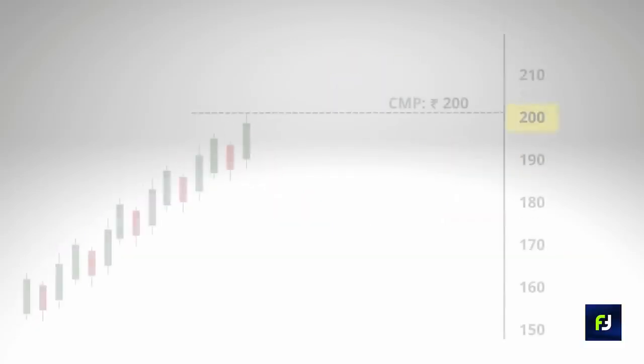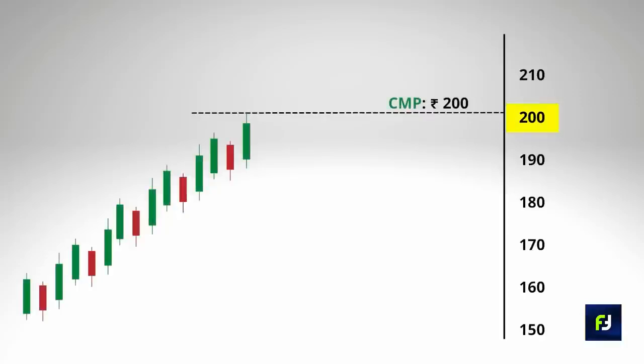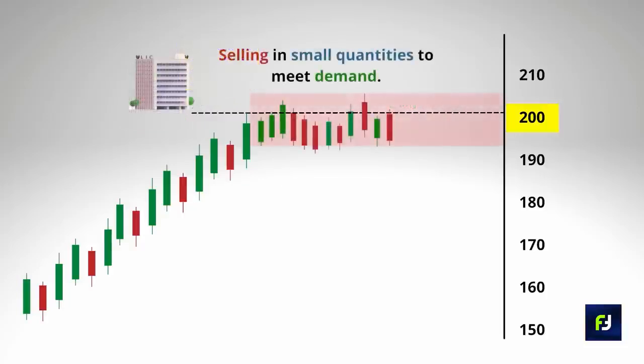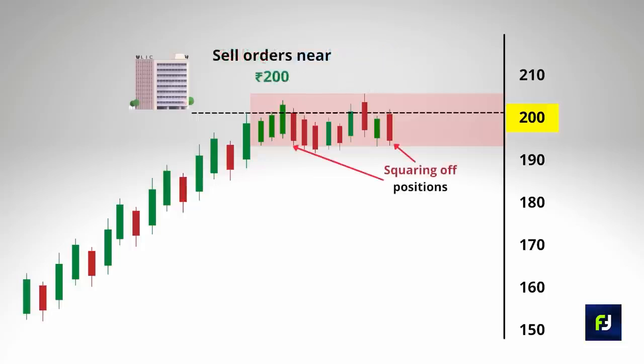Now moving on with the same example, the price rallied from 100 rupees to 200 rupees in a matter of months. This is when the institution thinks of squaring off their position, or selling the stock, to make a profit. They do this by placing a large number of small sell orders so that the supply meets the demand. Or in other words, they ensure that there are enough buy orders at the same price at which they want to sell so that the profits are not reduced.